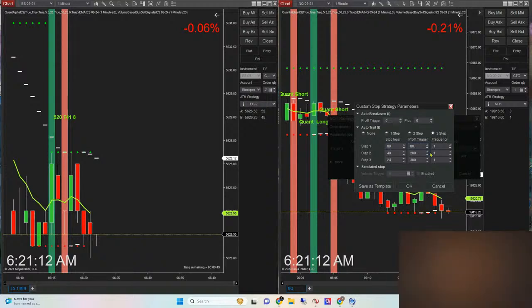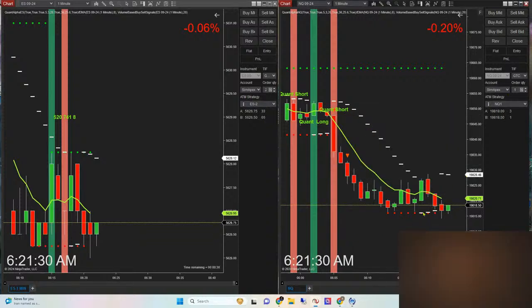Once the profit trigger is 200, the stop will be 40. Once the profit trigger is 300, the stop will be 24. It's less risk. You can take a screenshot of this. All right.